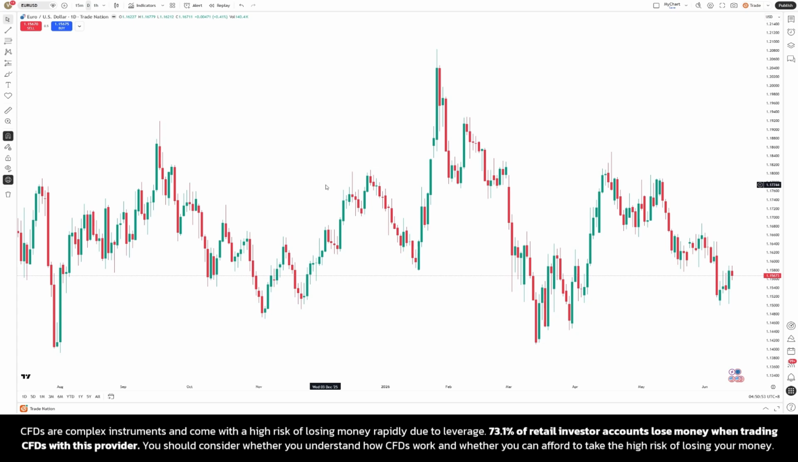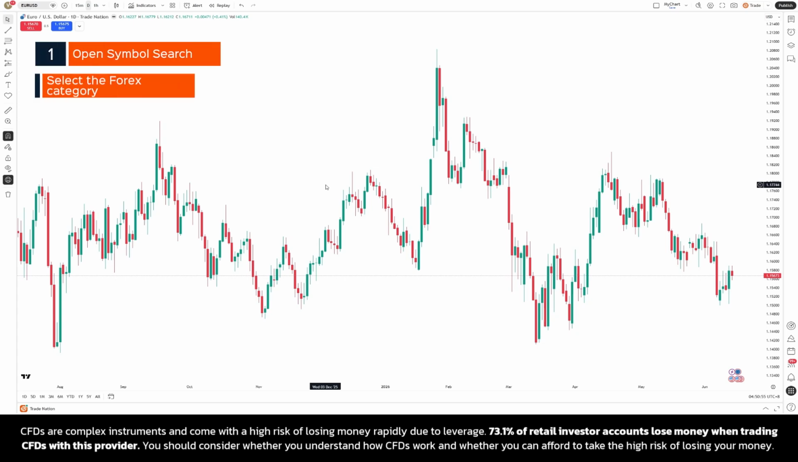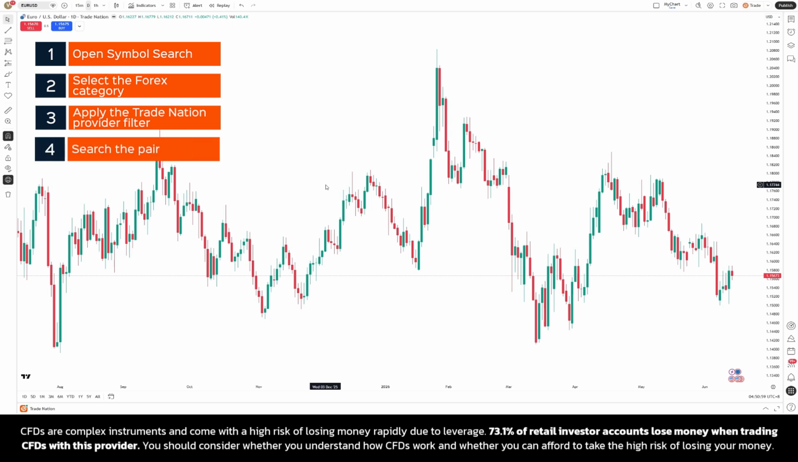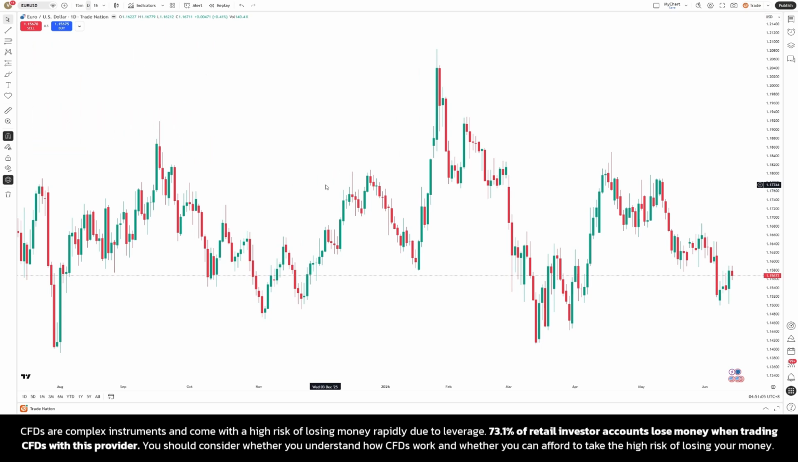So the key point is simple. Open symbol search, go to Forex, apply the provider filter for Trade Nation, then search for the pair you want. That gives you the correct Trade Nation Forex market on the chart with far less guesswork.